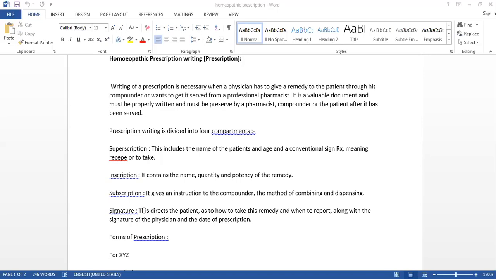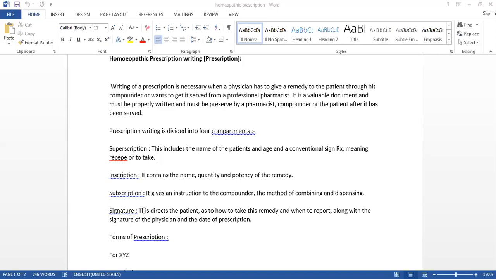This prescription should not contain any scribbling. It should not have any improper pattern. So we have to maintain its norms and forms. Norms means we have to follow the proper sequence. Second, forms: it should have the proper shape.